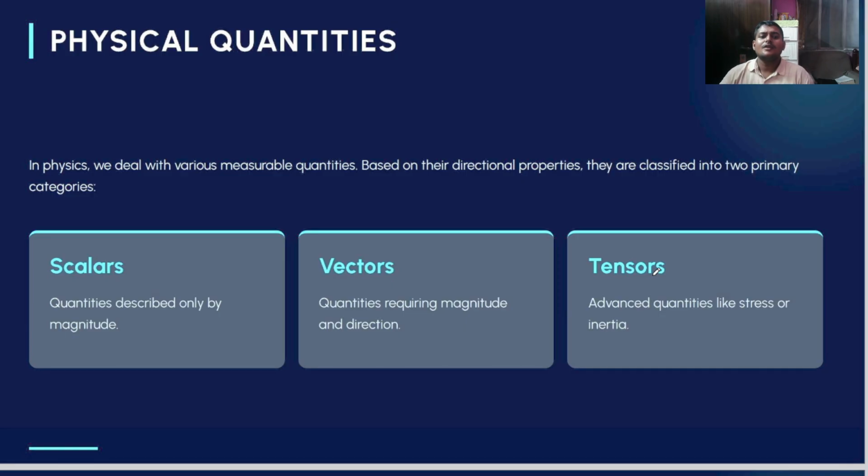Now moving forward. So basically, what is a physical quantity? All the measurable quantities are called physical quantities. It has many properties. The most important property is also the directional property, which we'll see in the physical quantities. They can be classified into three types: scalar, vector and tensors. A quantity which is described only by magnitude, meaning it doesn't require a direction, is called a scalar quantity. A quantity requiring magnitude and a direction is called a vector quantity. Quantities like stress and inertia, which are advanced quantities, are called tensor quantities. They are represented in the form of matrices.